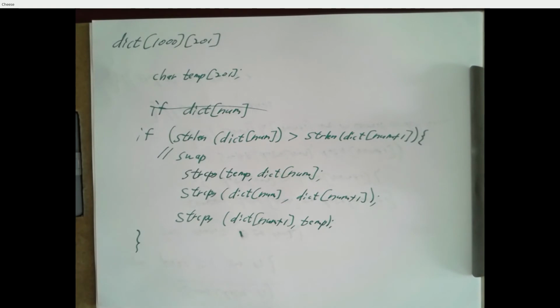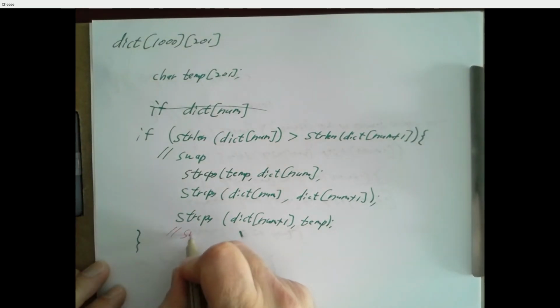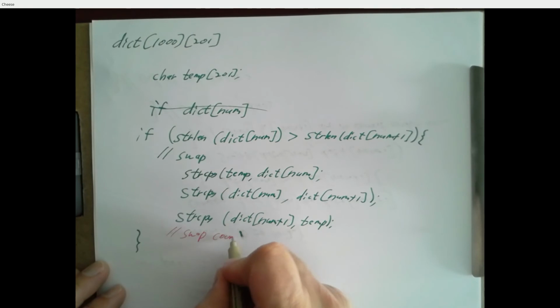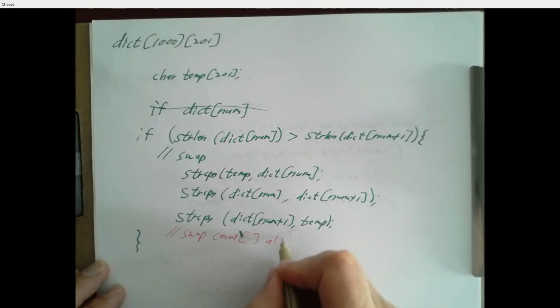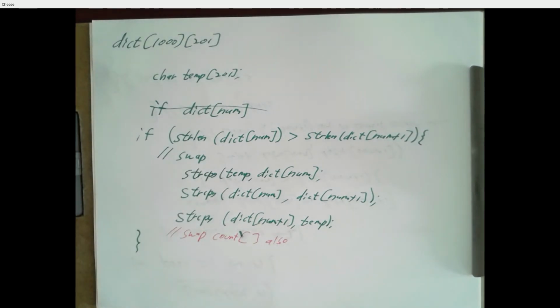Wouldn't you also have to sort all your count integers so they still line up with the right? Yes. Also, using structures, if you're using parallel arrays, right, good point. So you have to also swap the number of times that you've seen each phrase. If that's in another array, do the same exchange there.